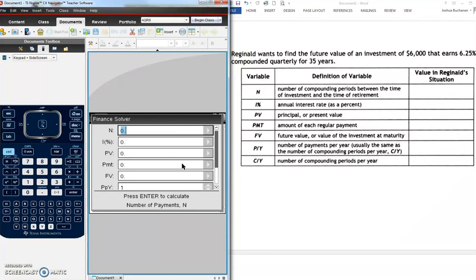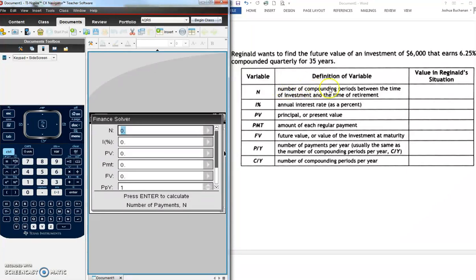This right here gives us basically the exact same chart as we have here on the right side of the screen. Over here on the right, we see the definition of each of these variables that we have to input into this solver. So here our problem is Reginald wants to find the future value of an investment of $6,000 that earns 6.25% compounded quarterly for 35 years. So we have this information that we want to put into our chart here, but we're actually going to put it into the calculator. And so let's talk about that.